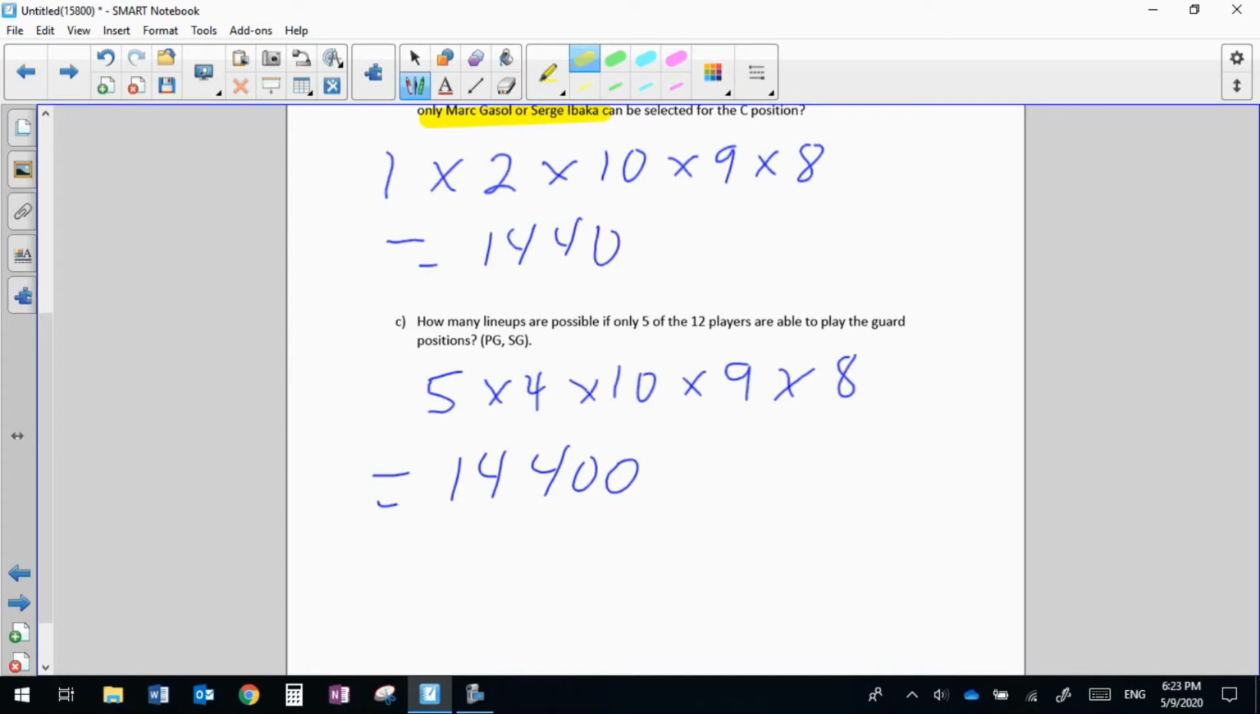This solution assumes that those 5 players, although they're the only ones that can play point guard or shooting guard, are still available to play the other positions. The problem didn't say that they weren't available. It's a fair question to ask if you weren't sure.